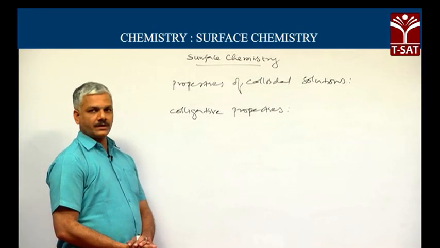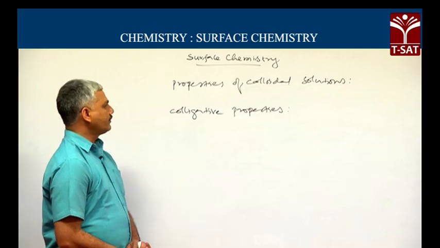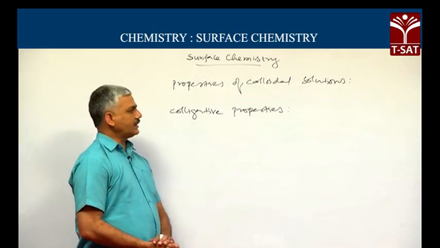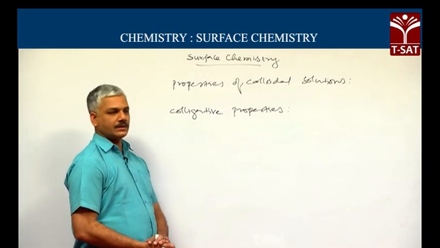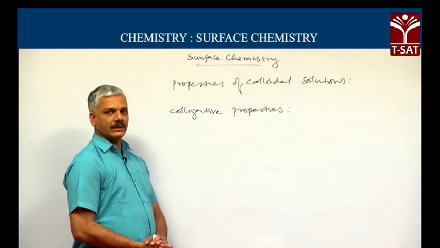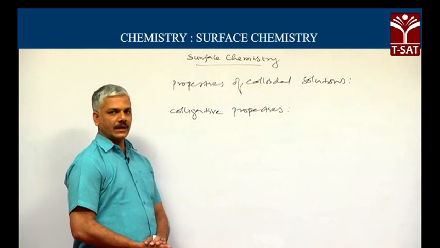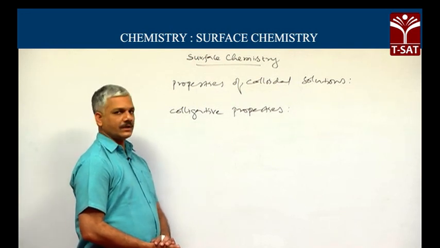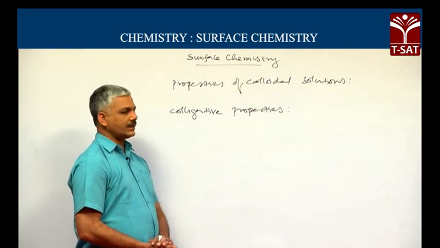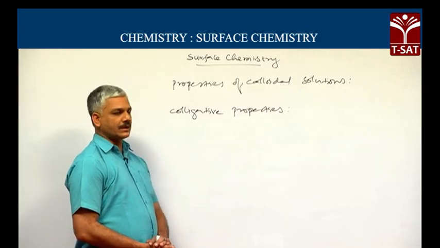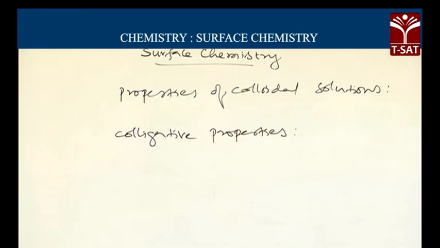Colligative properties of colloidal solutions. Compared to normal solutions, number of solute particles in colloidal solutions will be less. Hence, the colligative property values magnitude will be less for colloidal solutions compared to true solutions or normal solutions.